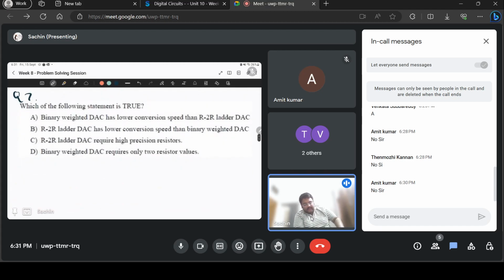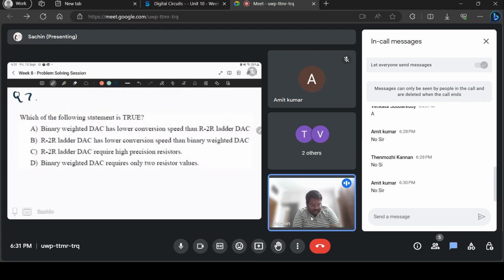Which of the following statements is true? This is an assignment question, so I can't answer it. Well, you could probably just search it on the internet and you'll find the answer.